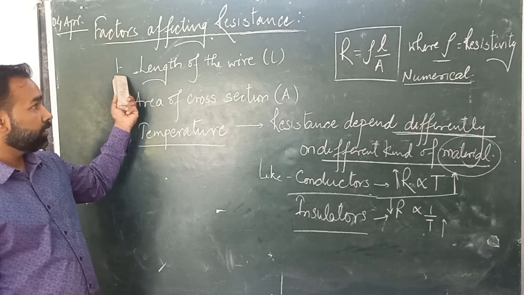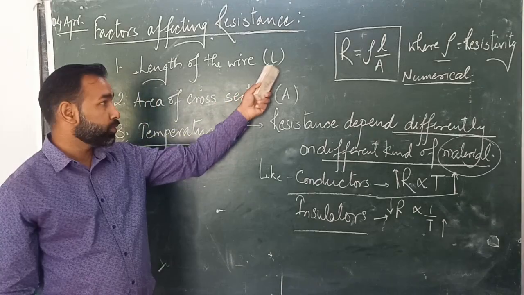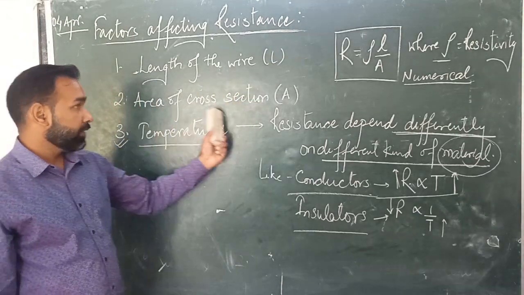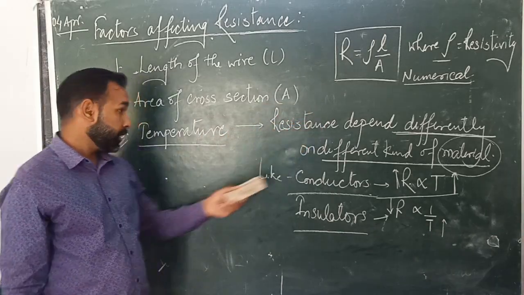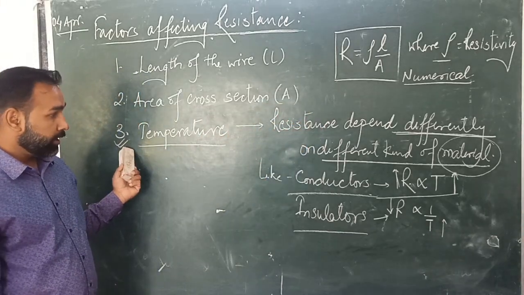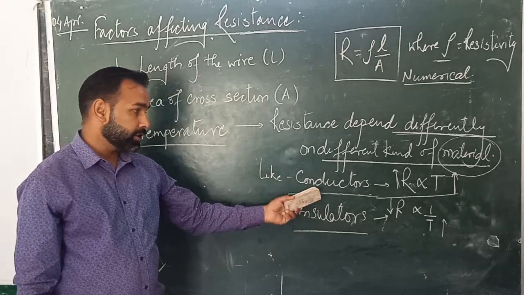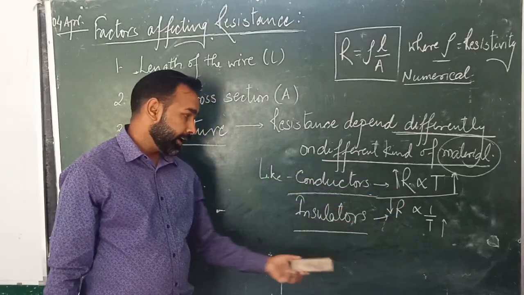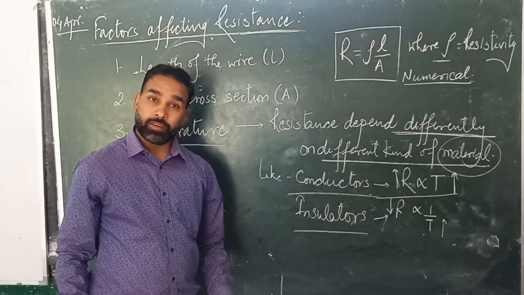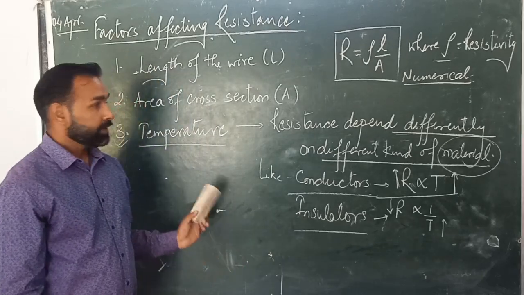One is the length of the wire, where R is directly proportional. Then the second was the area of cross section, where R is inversely proportional, and temperature was the third case, in which conductors behave as directly proportional and insulators behave as inversely proportional to the temperature.